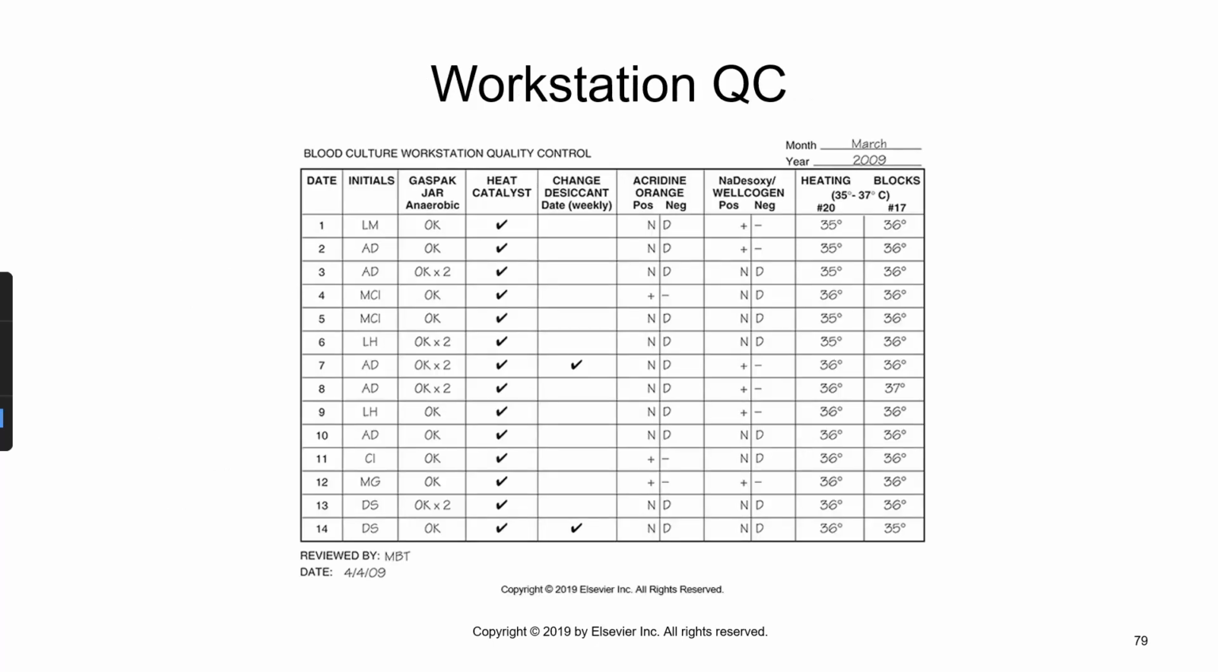Workstation QC. This is just a sample, like a blood culture workstation quality control. Gas pack jar, the heat catalyst, change desiccant weekly. And then you can see the heating blocks, the temperatures that were recorded. As long as the temperatures are maintained within a particular range, you're good to go.